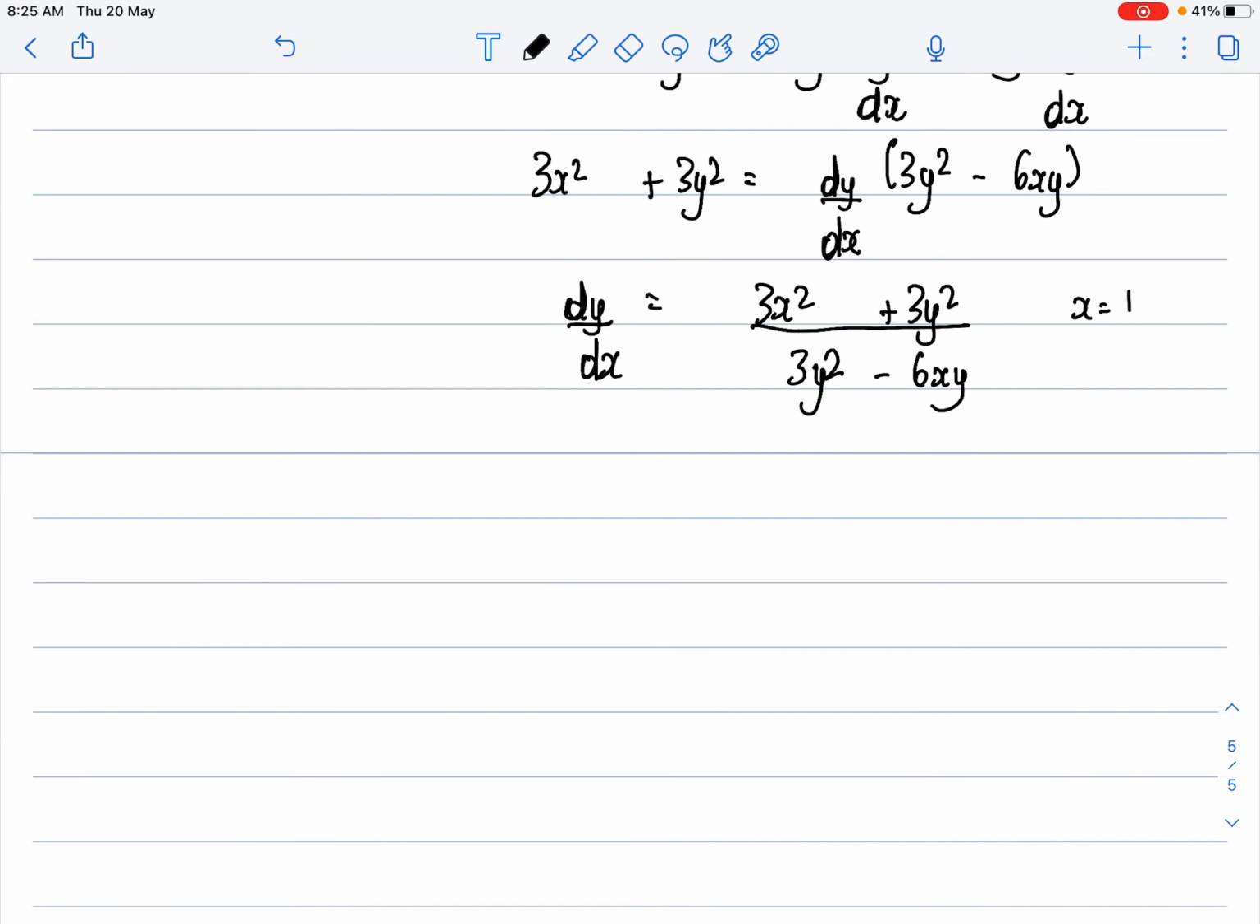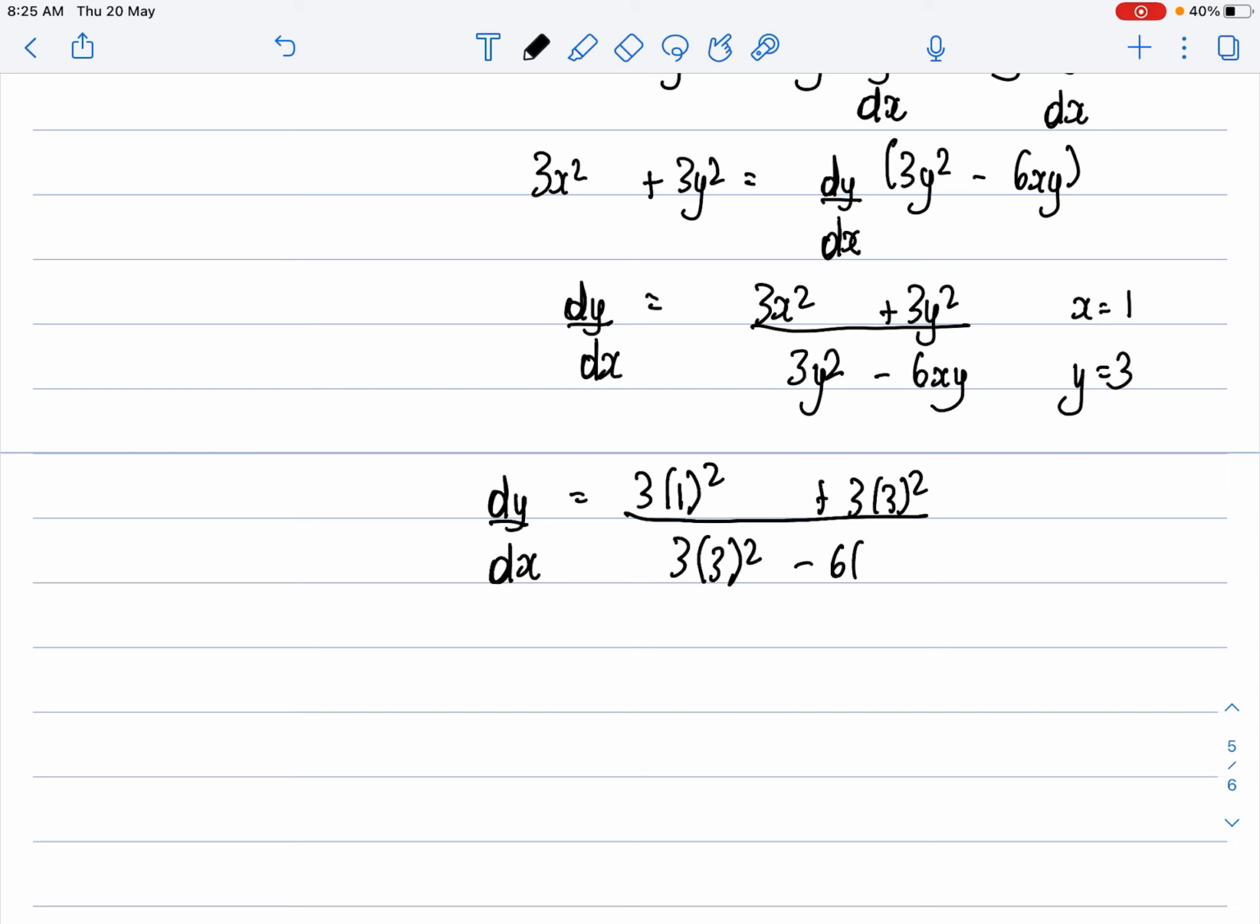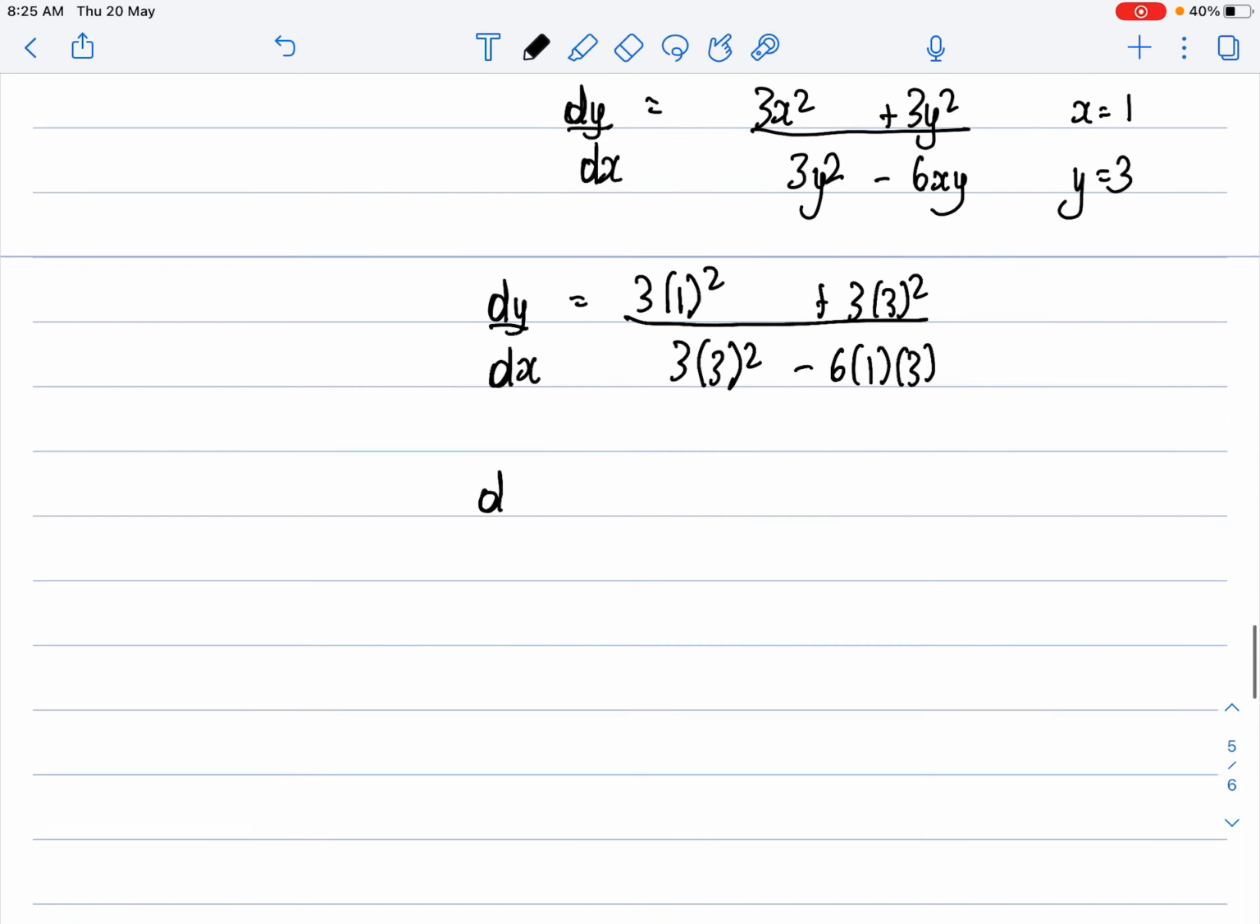So we found the gradient, but now we have the coordinates (1, 3), which suggests I have x equals 1 and y equals 3. So what I simply do is, in the dy by dx, I substitute these values as it is. This is what I do. So now when I write this on the calculator.